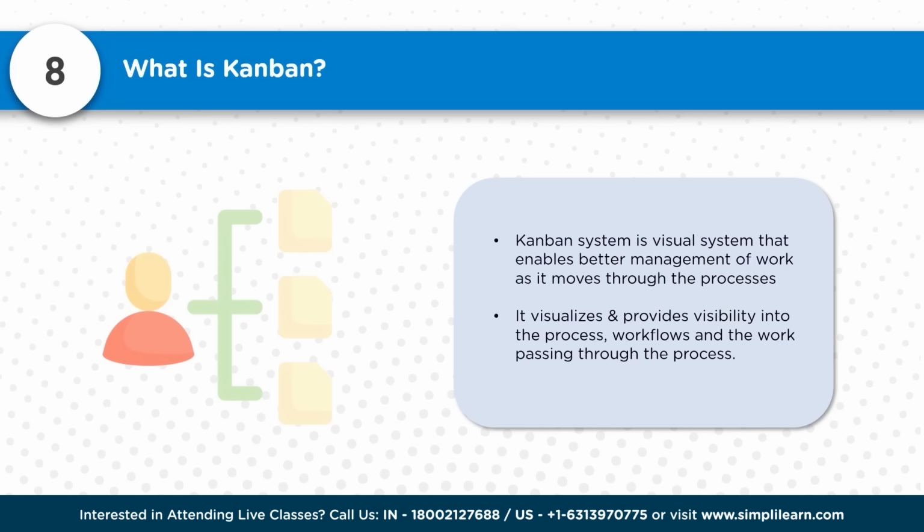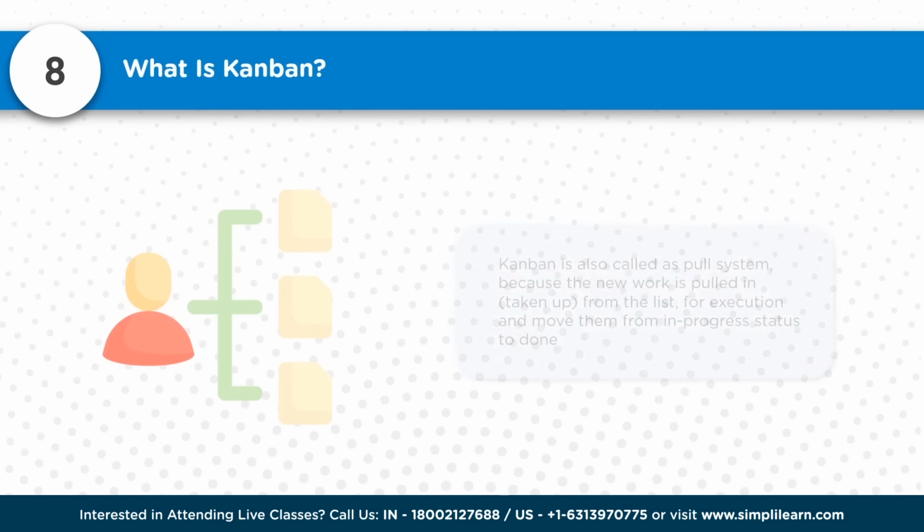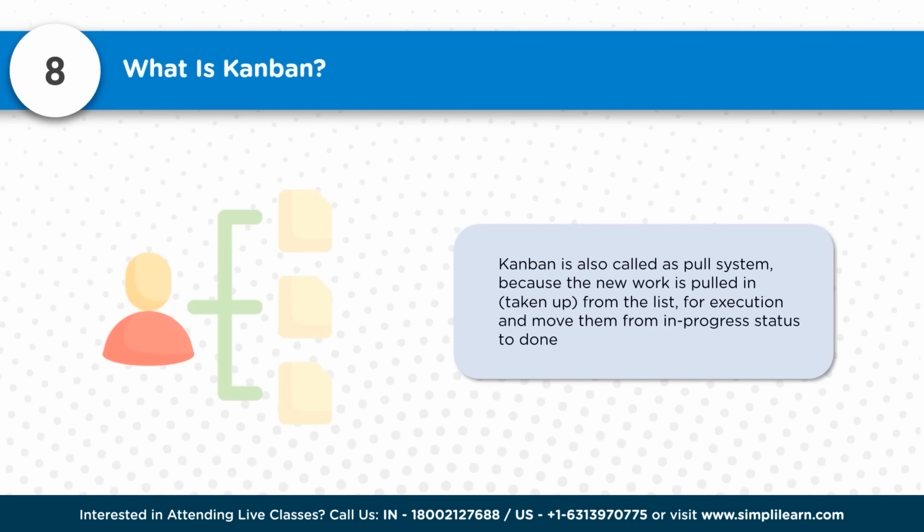When you say it is a visual system, there will be a board or a display system where each of the tasks which need to be accomplished are displayed, along with the person who is supposed to complete it and what the status of it is. People would look at it, pull the work and complete it. Since people pull that work, it is also called a pull system. New work is pulled in, taken up from the list for execution, and moved from in progress status to done.